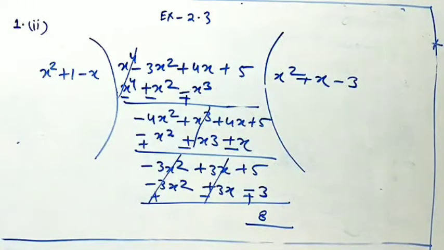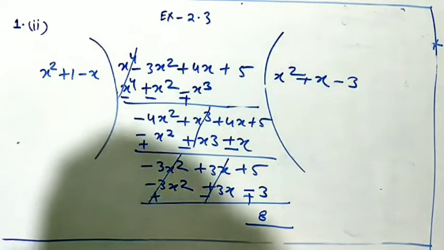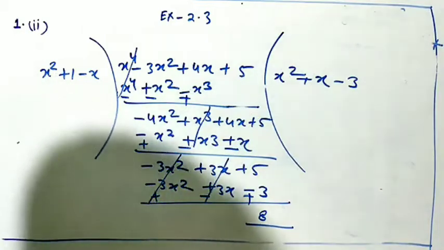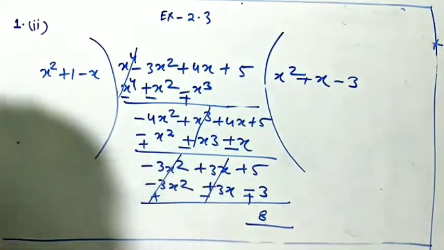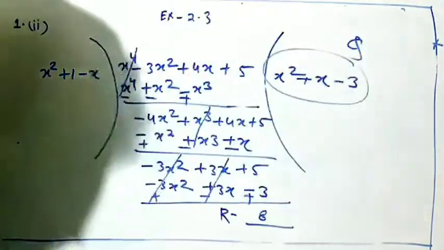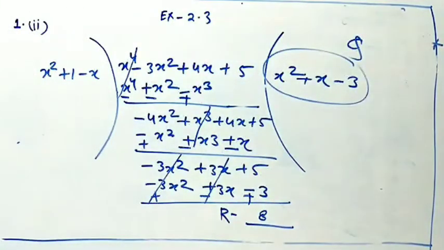So now there is a constant term. Division is not possible because the degree of the remainder is less than the degree of the divisor. So this will be the final solution. Division not possible. So the remainder is 8, and this will be the quotient. Okay. Hope you understand well. Come to the next question.